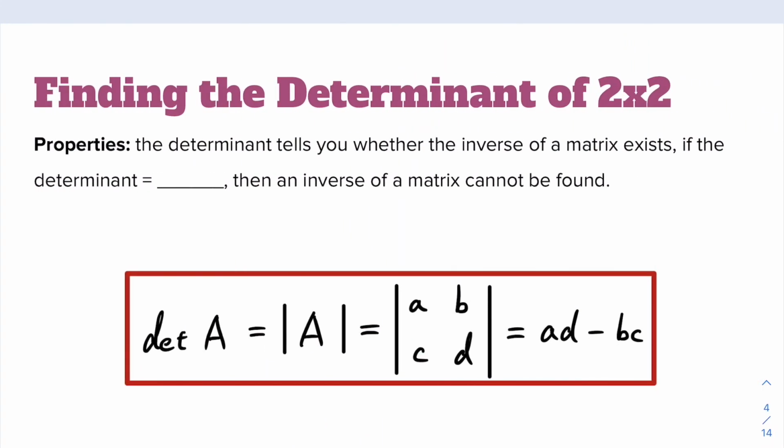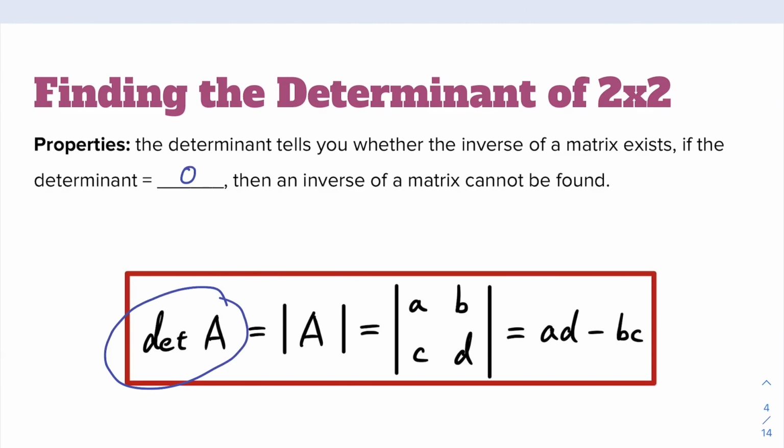So first we're going to talk about finding the determinant of a 2x2. And honestly, when you're finding the determinant of a 2x2, you are just following a formula for the most part. So the properties of a determinant. The determinant tells you whether the inverse of a matrix exists. If the determinant equals 0, then the inverse of the matrix cannot be found. So we're always going to be finding a determinant first. The determinant tells us whether or not we can find the inverse. And if we can find the inverse, then the determinant is also part of the inverse, and we're going to talk about that.